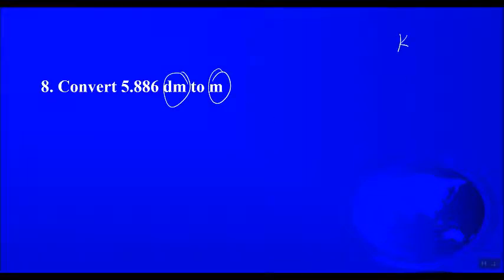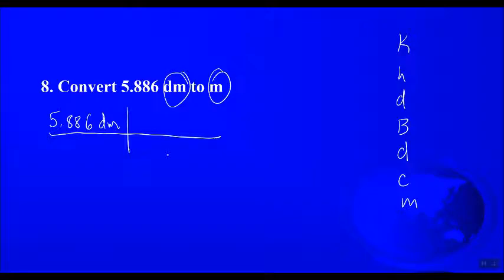Decimeter. King Henry died by drinking chocolate milk. 5.886 decimeters. What are you converting from? Decimeter. What are you converting to? Meter. All right, come over here. Meter is the base unit because it does not have a prefix. Deci is not this one, it's this one. So who's on top? Meter. By how much? By 1 step. 1, 10.